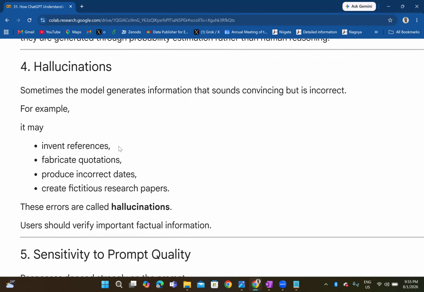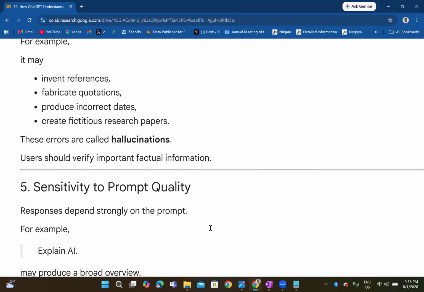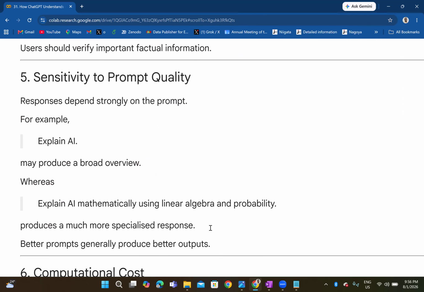If a professor lost his job in Hong Kong because of references that do not really exist, then fabricate quotations, produce incorrect dates, create fictitious research papers. These errors are called hallucinations. So users should verify important factual information. So that's why when you use AI for anything, you have to own the outcome at the end of the day because AI can give you wrong answers that sound convincing.